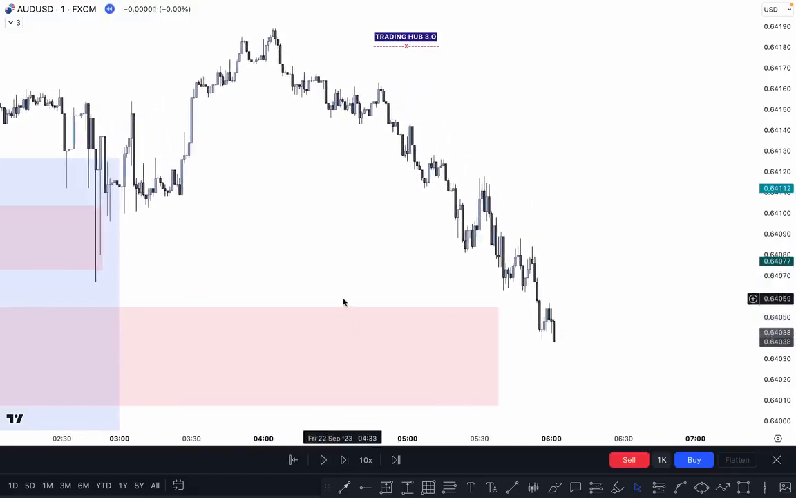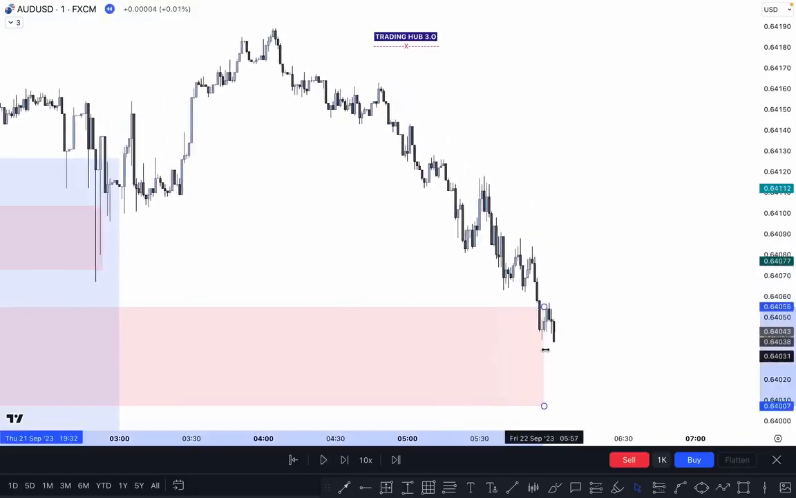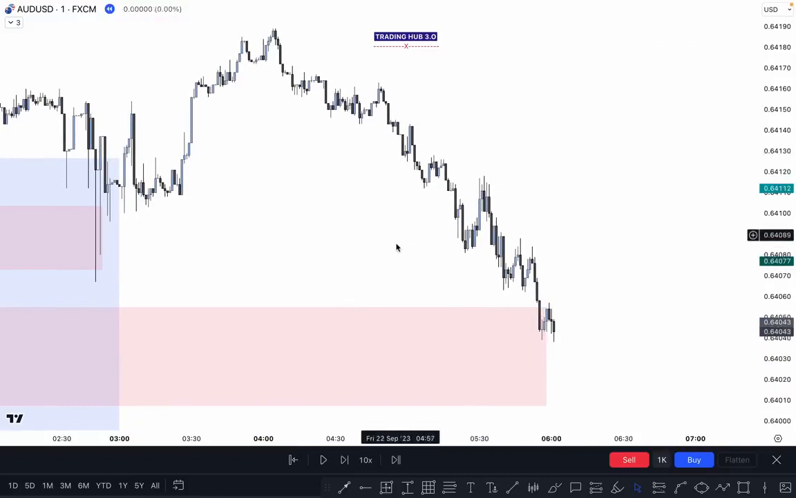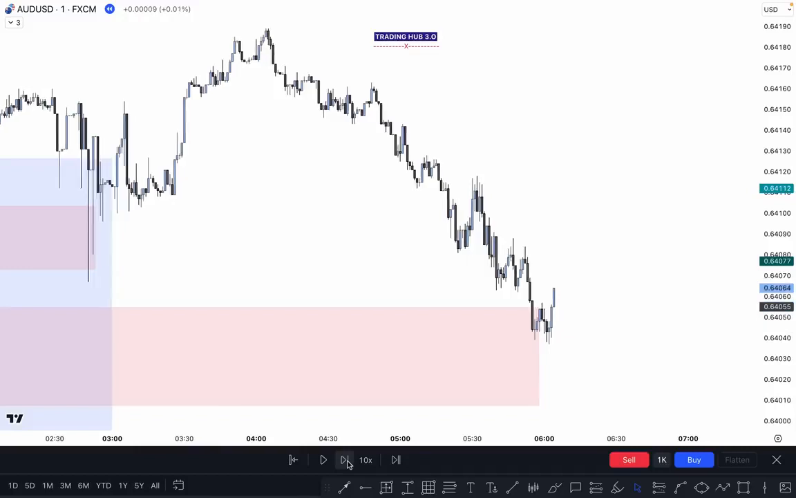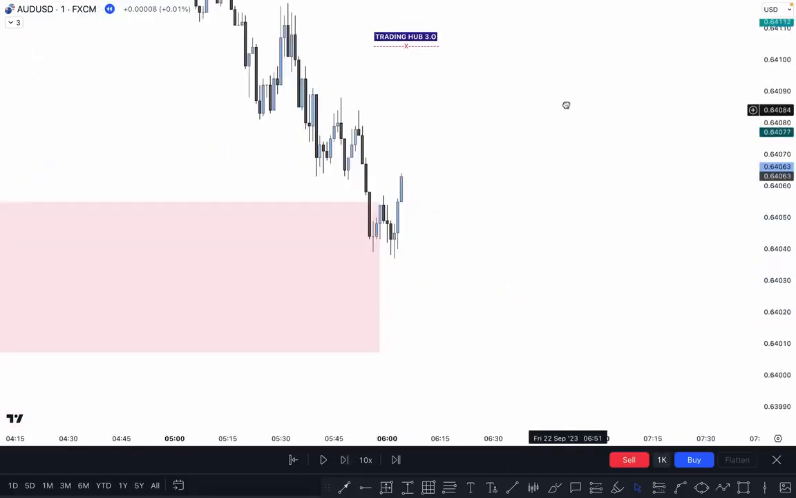Okay, so finally the market mitigates your unmitigated order flow right here. Okay, so price taps on your unmitigated extreme order flow right here. Okay, now wait for the CHoCH here, and then we can take a decision for the buy, right? Because price tapped on your extreme order flow. Okay, so look at this one. This picture is very important for you.